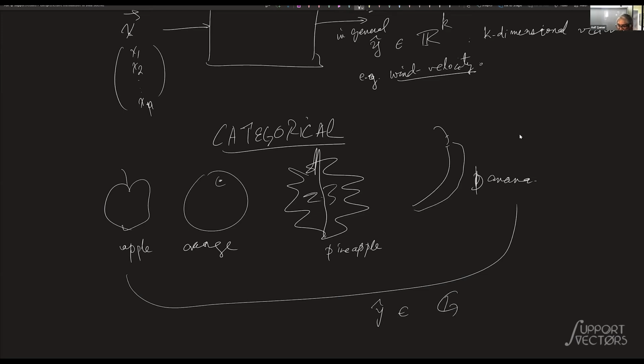The categorical variable's output belongs to the set of apple, orange, pineapple, and banana. It could be either one of those things, but you have to give your target value one of these 4 possible things. Are we together?